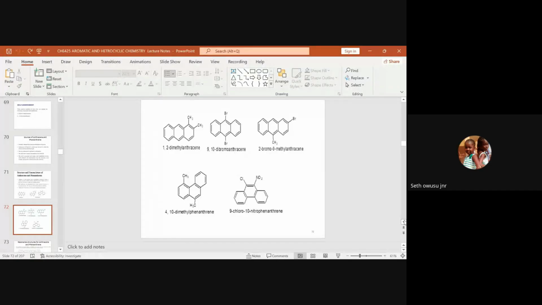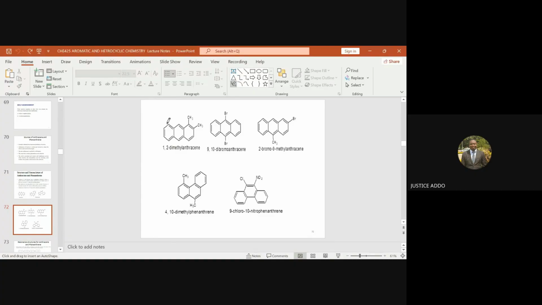Yes, please. I think that one can also decide to start the numbering from the left side. You mean which one? Is it the anthracene? The anthracene. You want to start the number from here? Yes. Now, if you start from here, would that also be right?